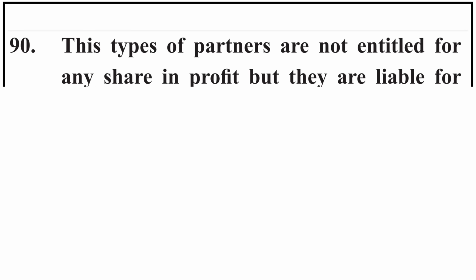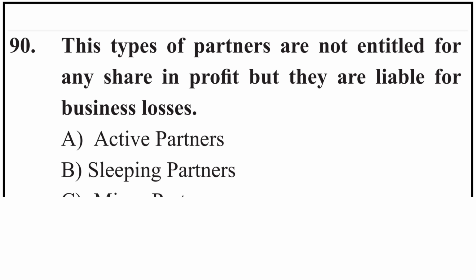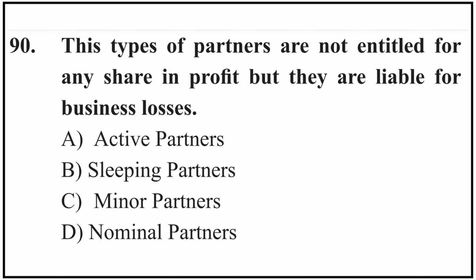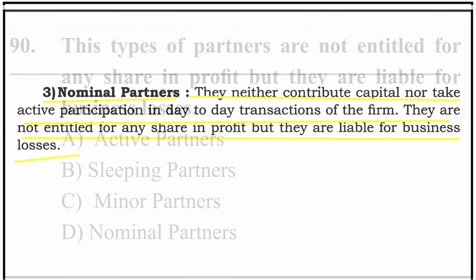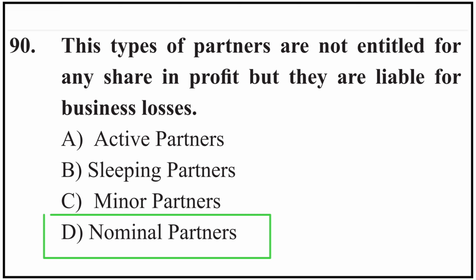90. This type of partner is not entitled to any share in profit, but they are liable for business losses. Options are A. Active partners, B. Sleeping partners, C. Minor partners, D. Nominal partners. Here is the answer. Nominal partners, they neither contribute capital nor take active participation in day-to-day transactions of the firm. They are not entitled to any share in profit, but they are liable for business losses. Here our right option is D, nominal partner.